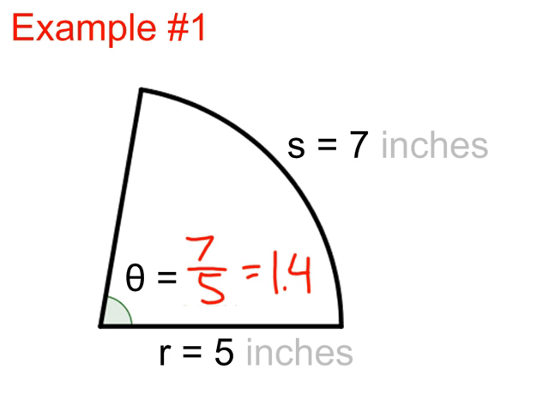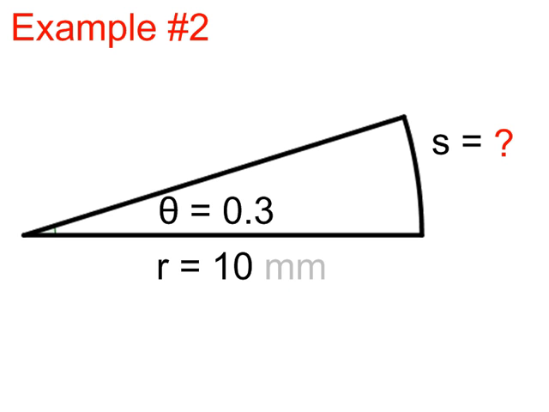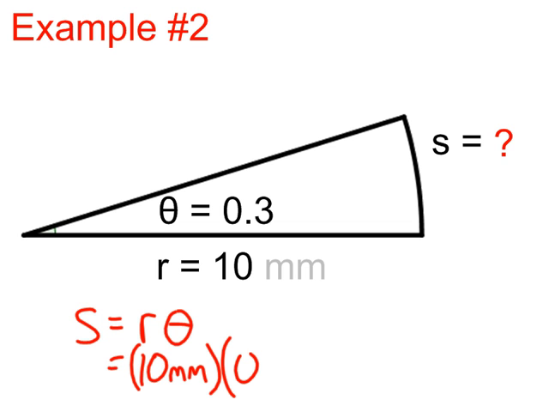Okay, example number 2. Here's a scenario in which I give you what theta is, and again, notice that I didn't put any units on it. It is a unitless quantity. So here I give you theta and r, and you're asked for s. Well, let's use the form of the formula s equals r theta. If we plug in the r and the theta, the 10 millimeters and the 0.3, we get s equals 3 millimeters. That is our arc length. Pretty simple, I hope you agree.